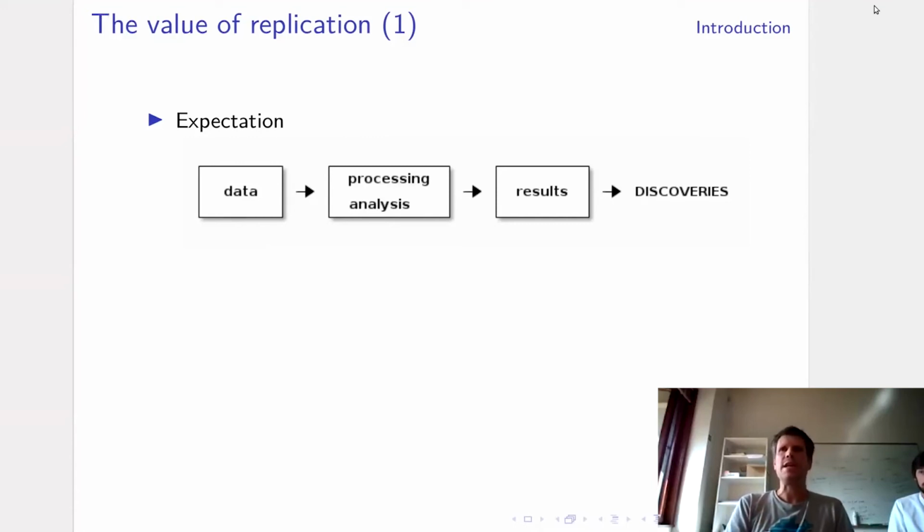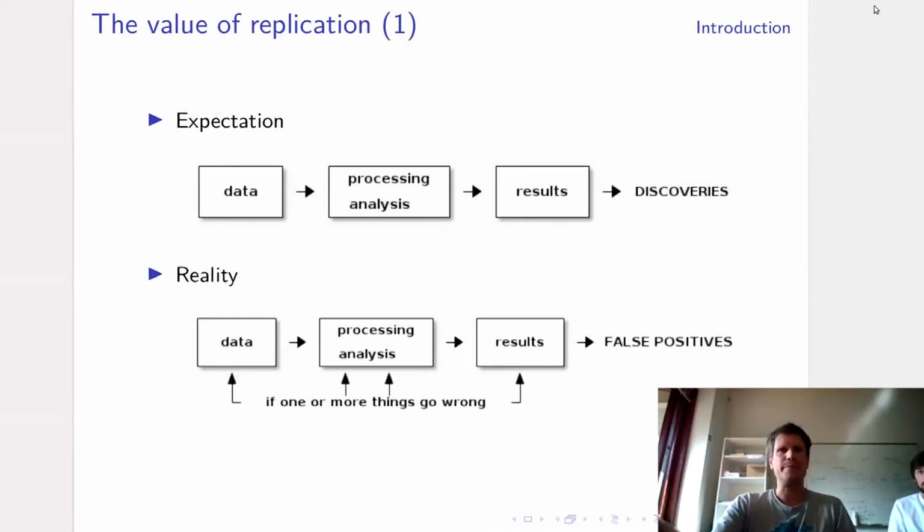So what I show here is the expectation. We have some data, we process it, we analyze it, we get results, and eventually these results lead to discoveries. But the reality is that many steps along the pipeline can go wrong, and very often will go wrong, leading to inaccurate, misleading, and wrong results. And so a pipeline that can't be reproduced is a pipeline that is ill-defined, that leads mostly to false discoveries.